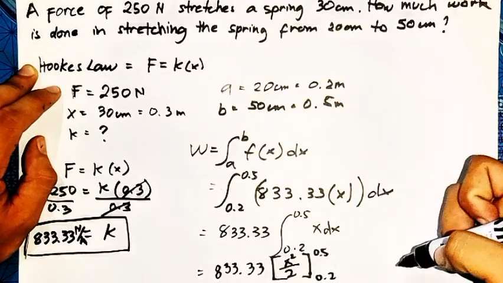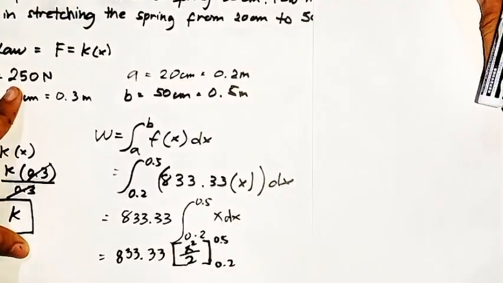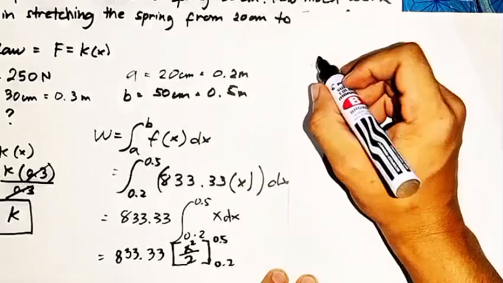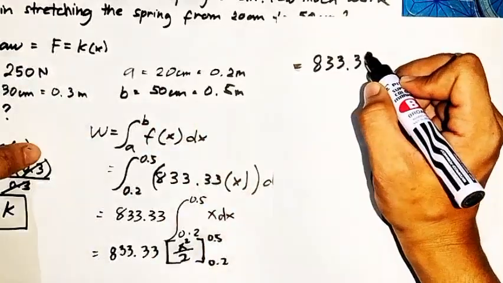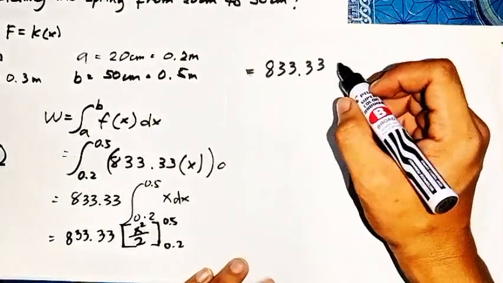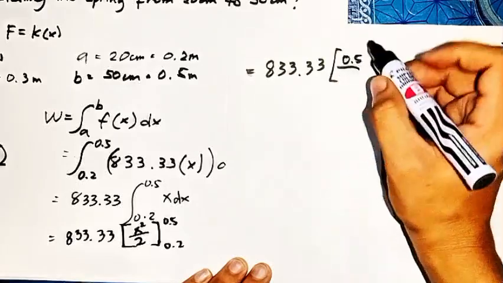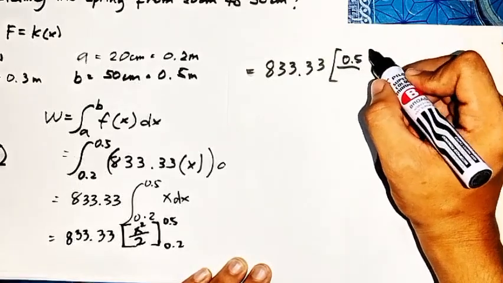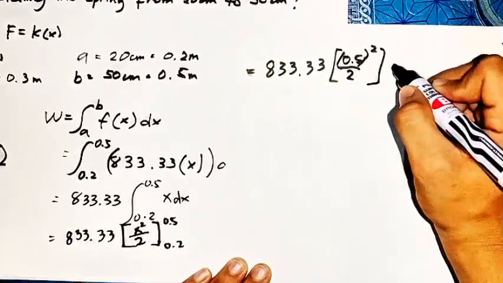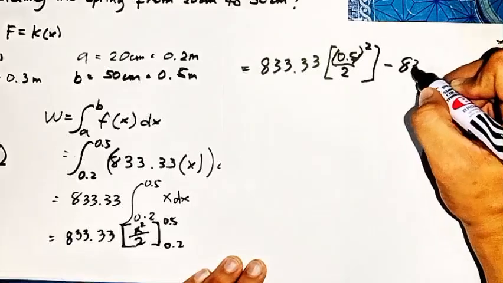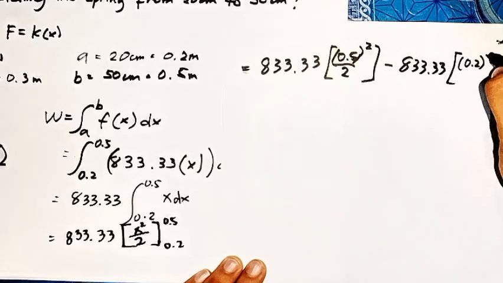Now let's substitute the limits. So it is equal to 833.33 times x squared over 2. Let's substitute: we substitute 0.5, since 0.5 is our upper bound, so 0.5 squared over 2, minus, copy 833.33, our lower limit, so 0.2 squared over 2.